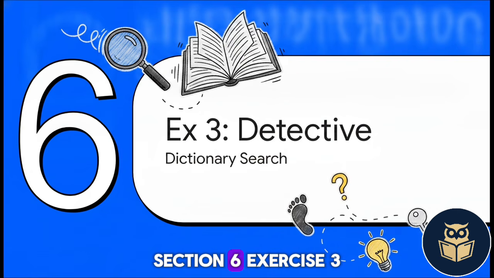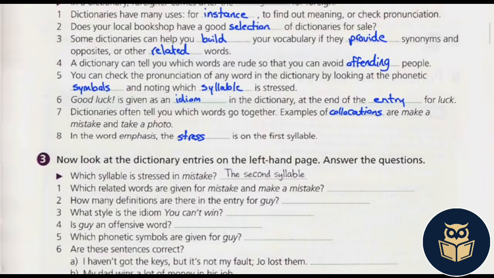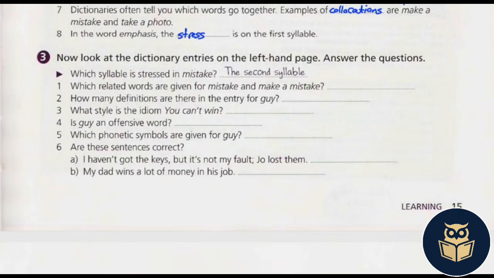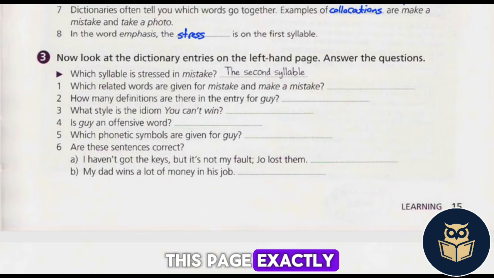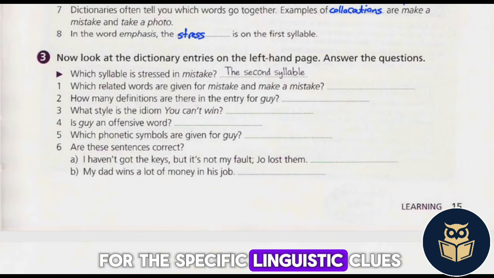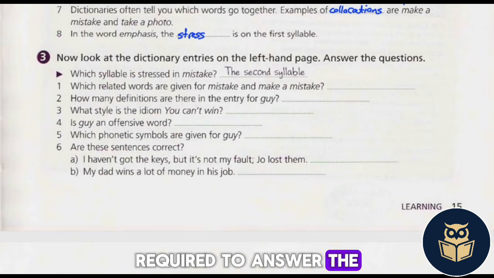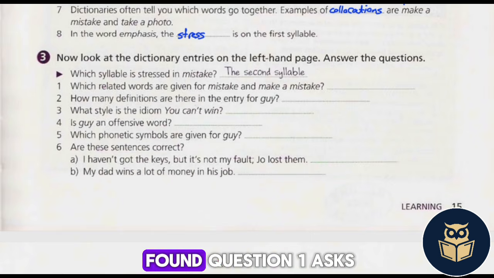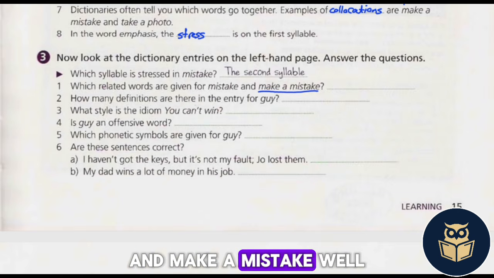Section 6, Exercise 3, Dictionary Detective. Okay, we've made it to our final challenge. Let's refer back to our dictionary page. We're going to treat this page exactly like a treasure map, and we are hunting for the specific linguistic clues required to answer the final 6 questions. Let's see what we found. Question 1 asks, which related words are given for mistake and make a mistake?